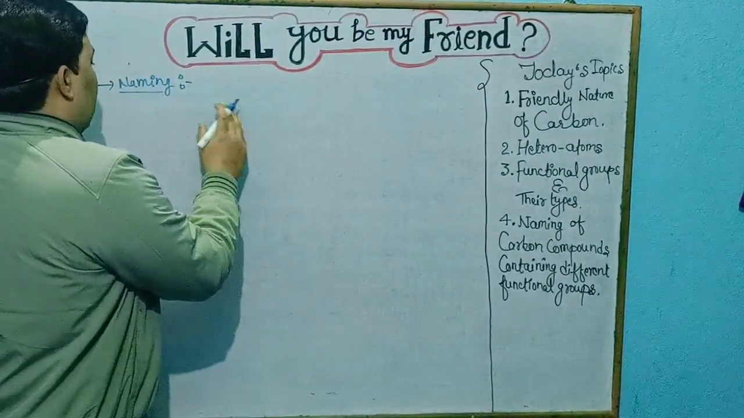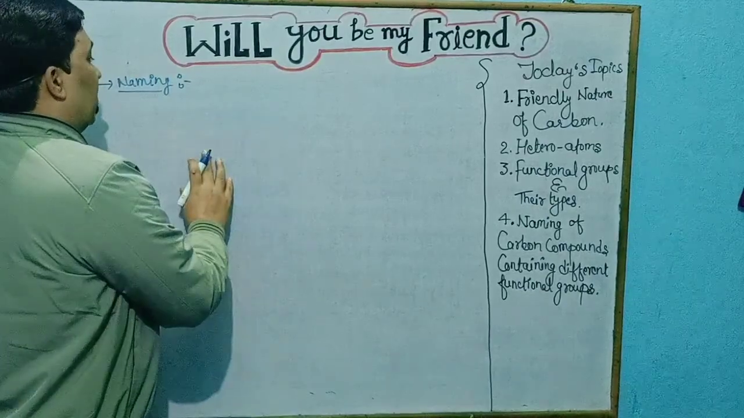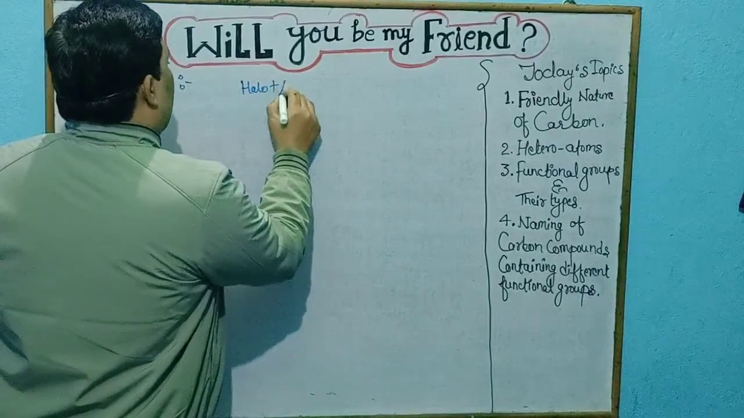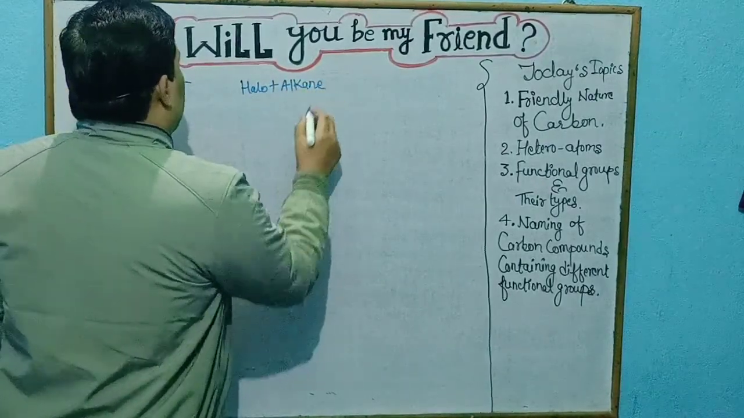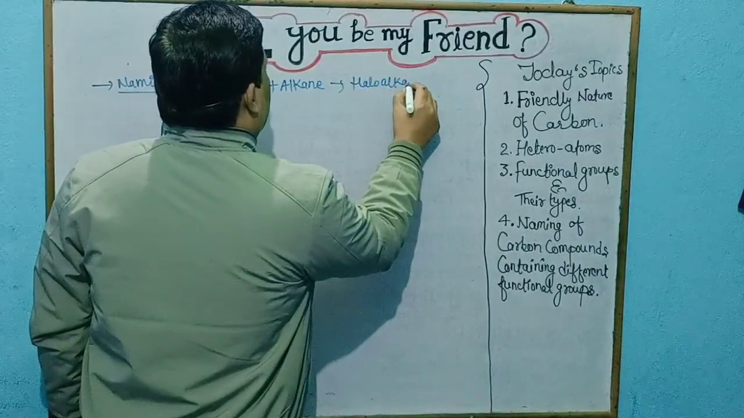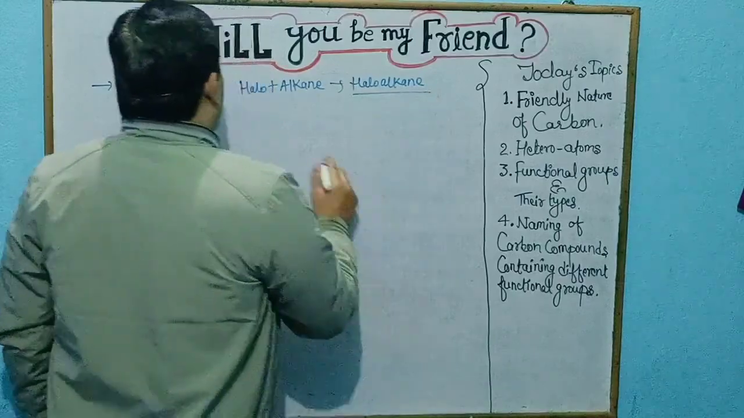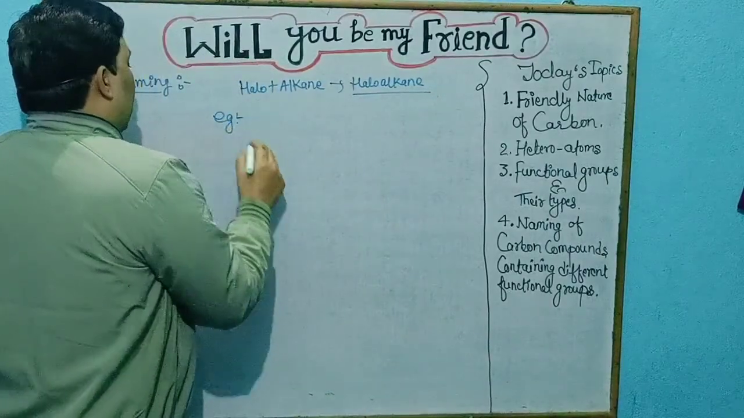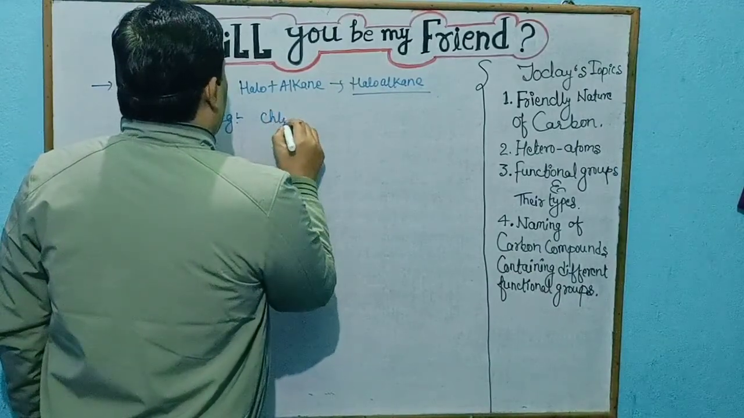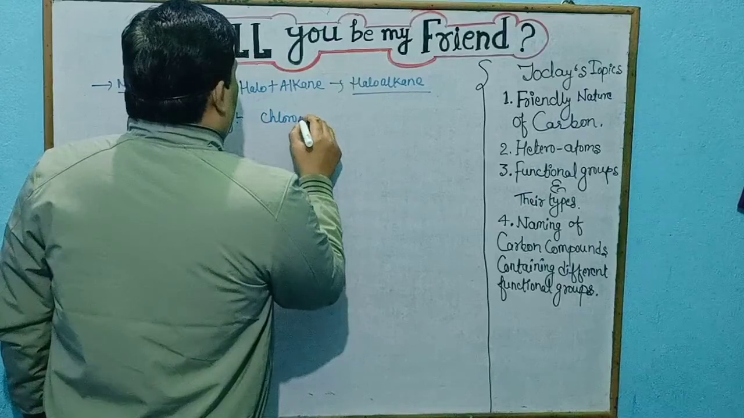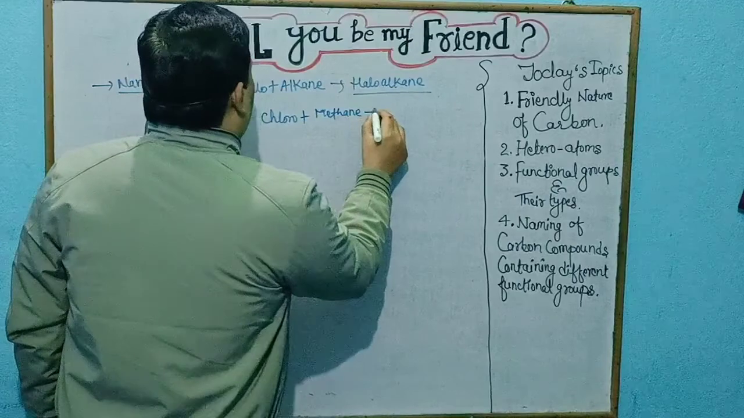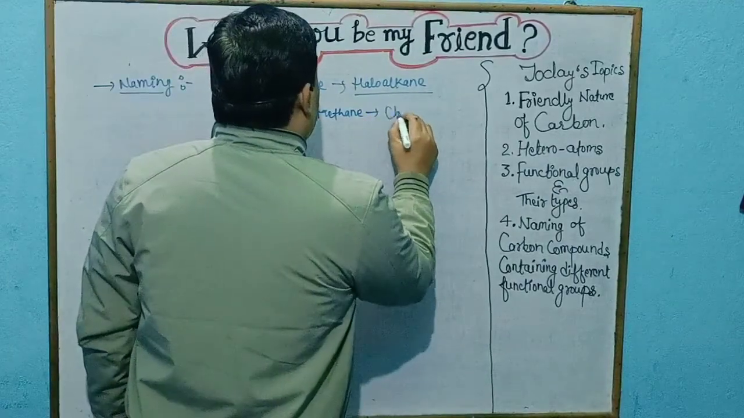When halogens are attached to a hydrocarbon, they are named as halo plus alkane, so it becomes haloalkanes, right? For example, when we try to name chloroalkane, chloro plus methane, it becomes chloromethane.